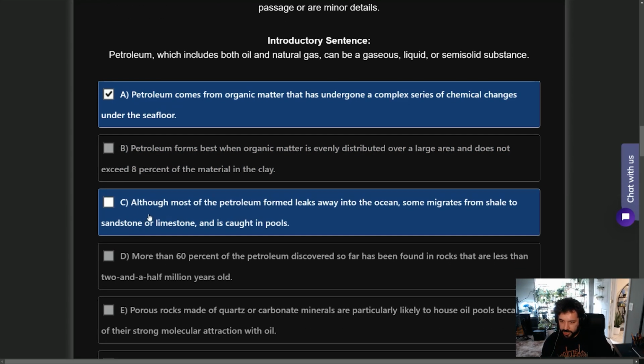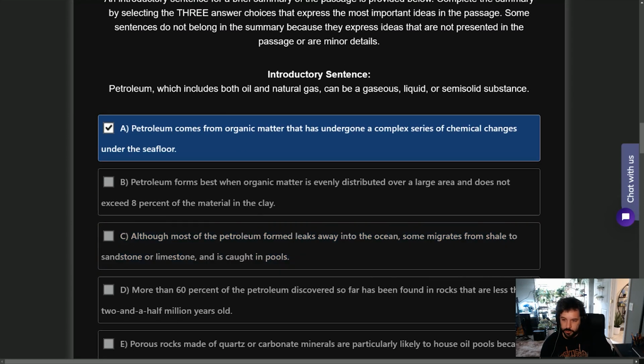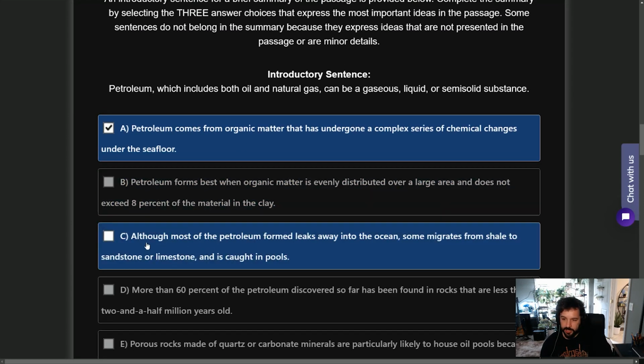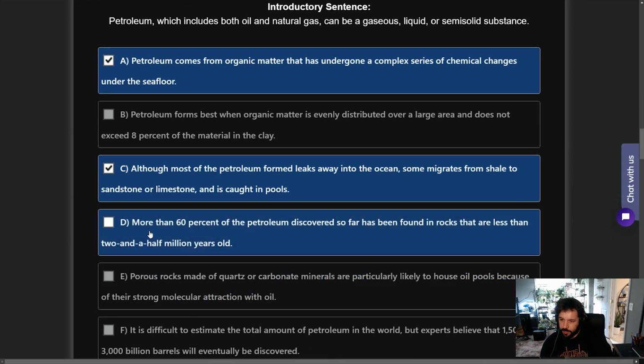So moving on to C: although most of the petroleum formed leaks away into the ocean, some migrates from location 1 to sandstone or limestone and is caught in pools. Let's assume it's true. It's about petroleum, so that's 2 of the 3 checks that we need. And is it general? It is general. I like this one. More than 60% of the petroleum discovered so far has been found in rocks that are less than 2.5 million years old.